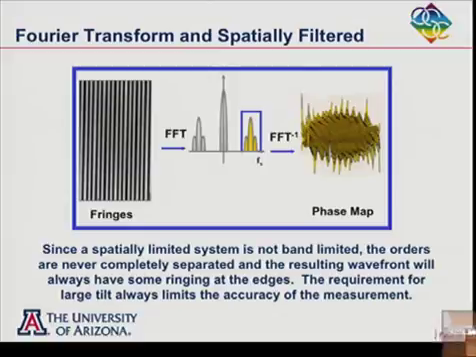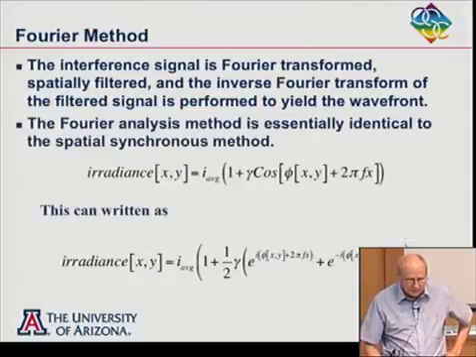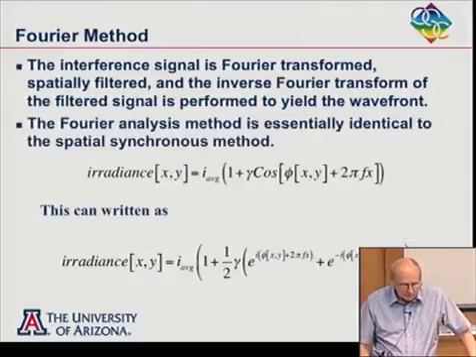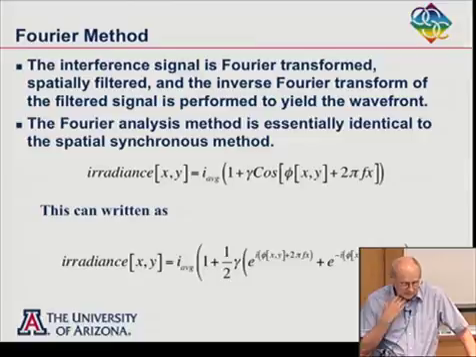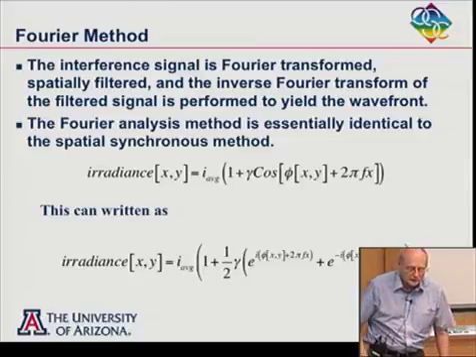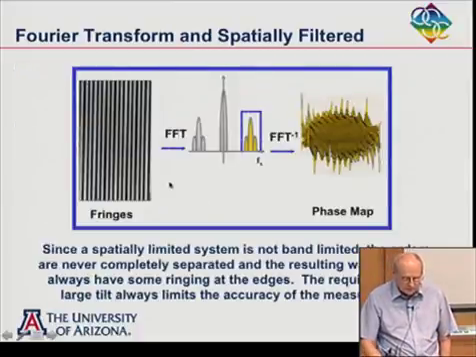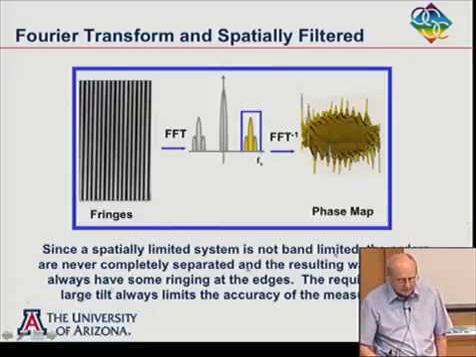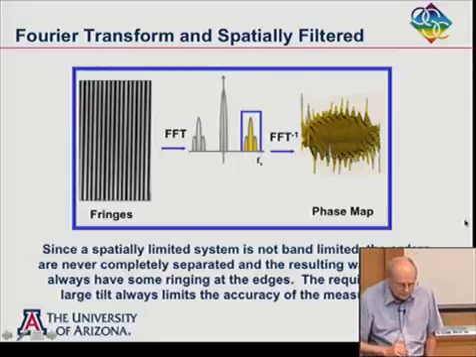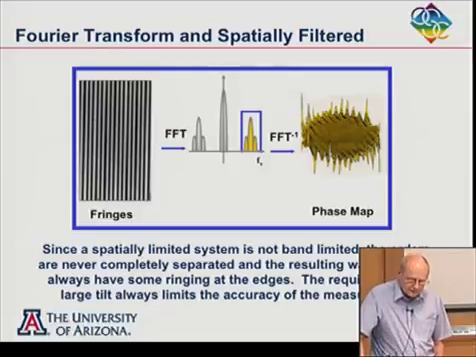So these two techniques, the spatial synchronous and the Fourier transform method, have been used by a number of people. There's at least one commercial instrument out now based upon this. And it works fairly well. But you do have ringing at the edges. You do have some smoothing of the data. And the bigger problem is the large tilt going through the interferometer. You probably pick up some aberrations you don't want.